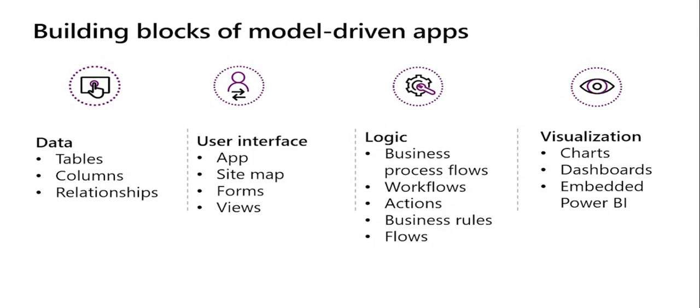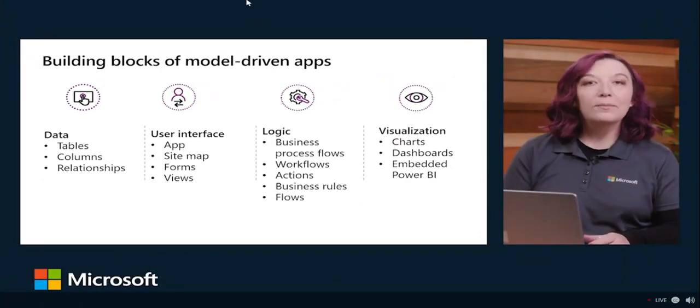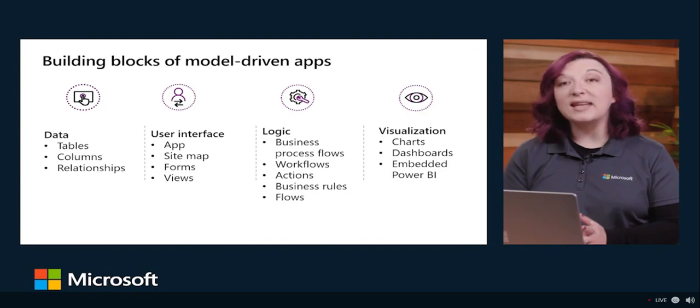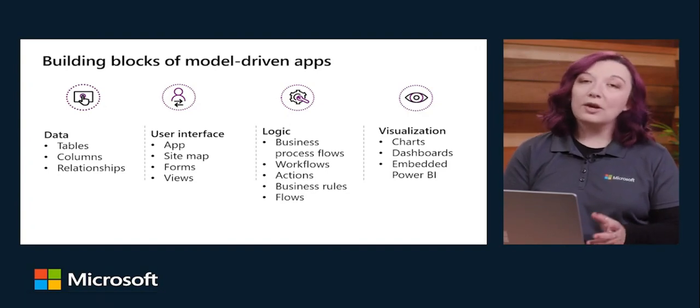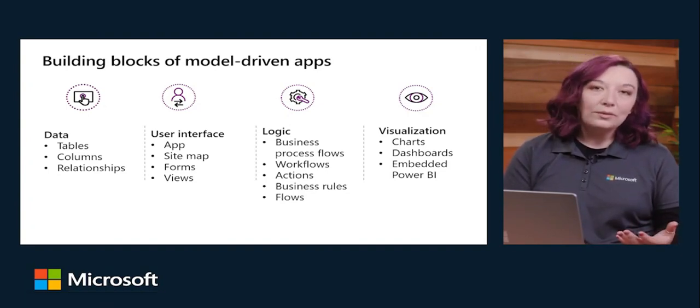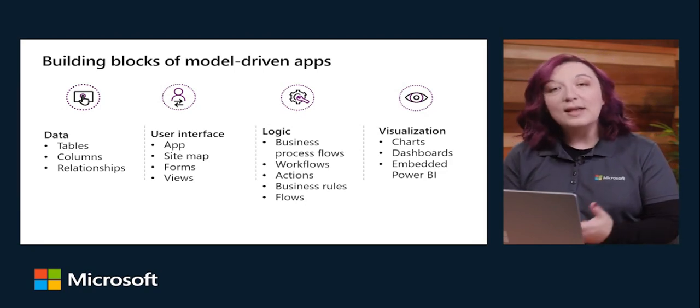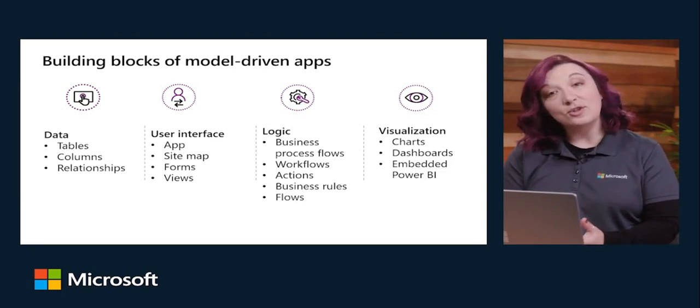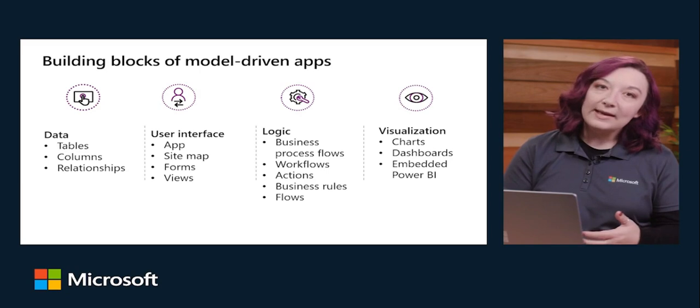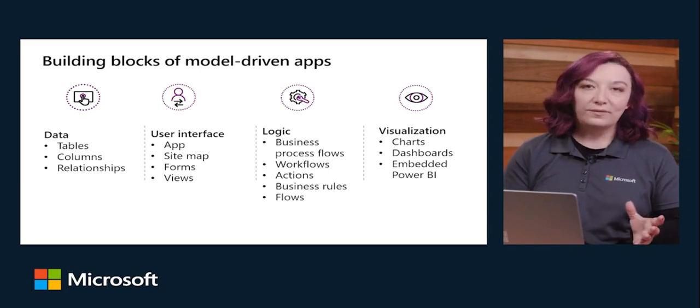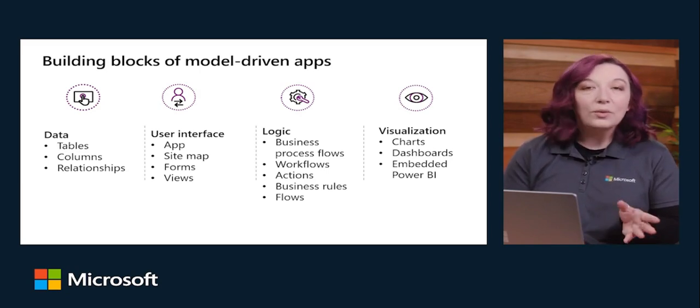A model-driven app consists of several components that you select by using the app designer. The components and component properties become metadata. First, you start out with your data. That's going to include the terms that we talked about earlier: tables, columns, and relationships. Once you have your data, you'll start building that user interface, which determines how users are going to interact with the app.